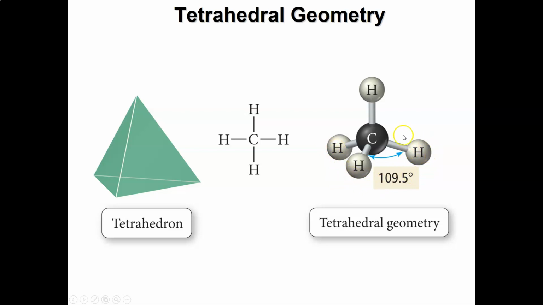And what that results in is all of the angles between each one ending up being 109.5 degrees. So it minimizes the repulsions and it maximizes that bond angle as best it can. So this is called tetrahedral.